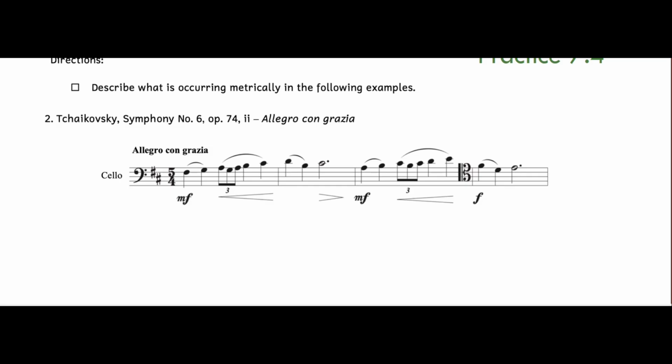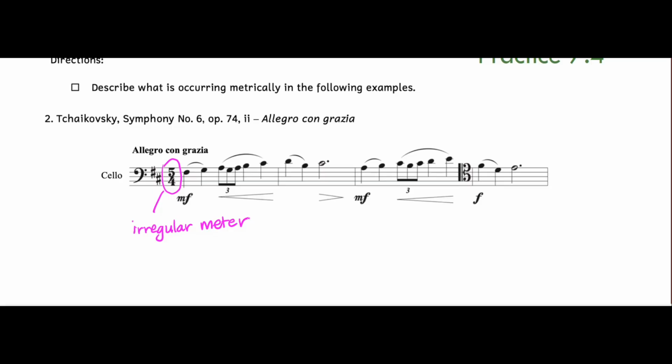Okay, number 2 begins in 5/4. What? All right, so that is what is occurring metrically. What is 5/4 an example of? This is an irregular meter. All right. So what's interesting about this is you can hardly tell that it's in 5/4.